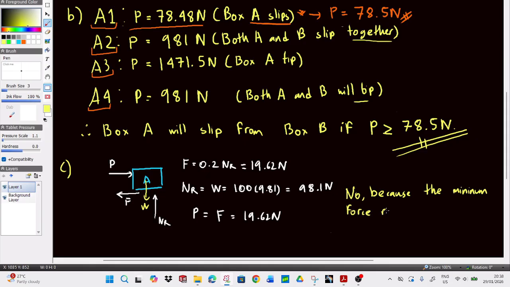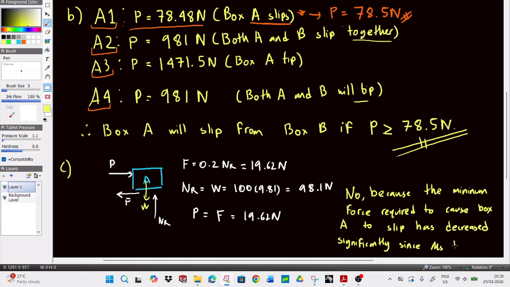No, because the minimum force required to cause box A to slip has decreased significantly, since the coefficient of static friction also decreased.